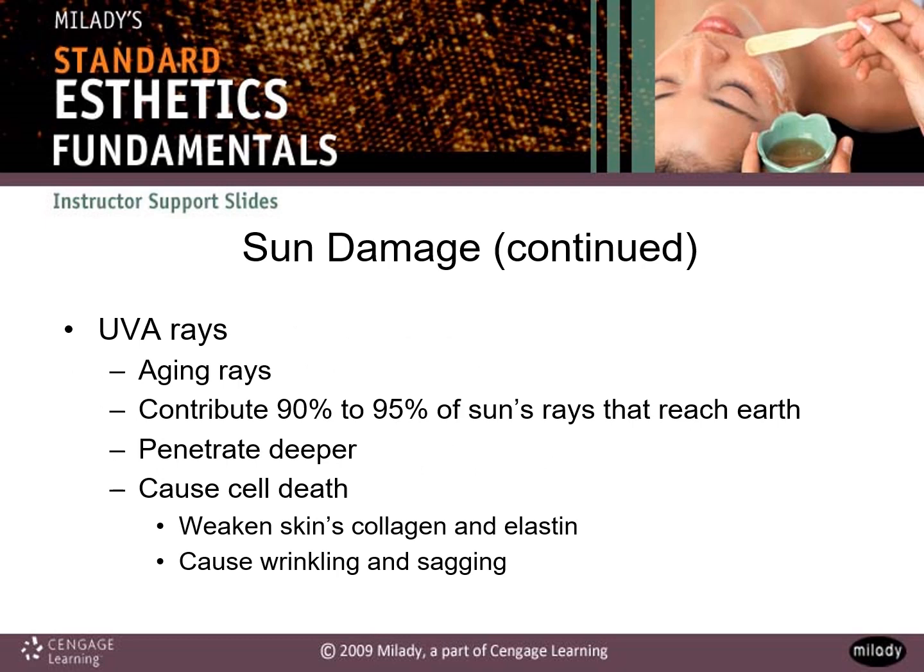Our UVA rays are considered the aging rays. So remember that UVA is for aging. It contributes 90 to 95% of the sun rays that reach the earth and our skin. It penetrates deeper than the UVB rays and it causes cell death, which basically leads into inflammation and premature aging. It also leads to weakened skin collagen and elastin, and it causes wrinkling and sagging.